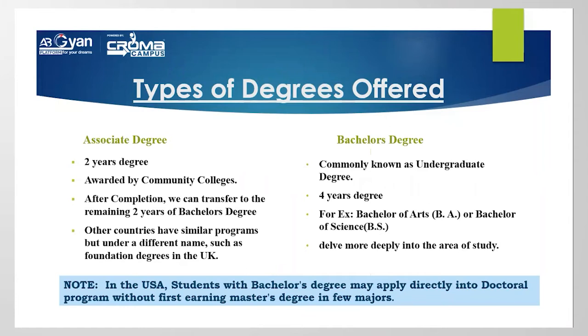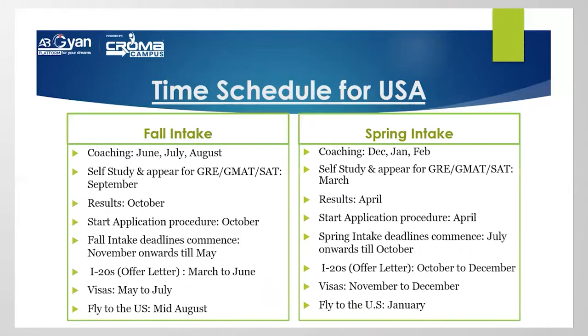In an associate degree, if you're just looking for a job after your post-secondary education, you can go for the associate degree. And if you want to learn deeply about that particular area of study, you can go for the bachelor's degree. And as we discussed earlier in the previous slide, in the USA, after some bachelor's degrees, you can directly proceed with the doctoral program.